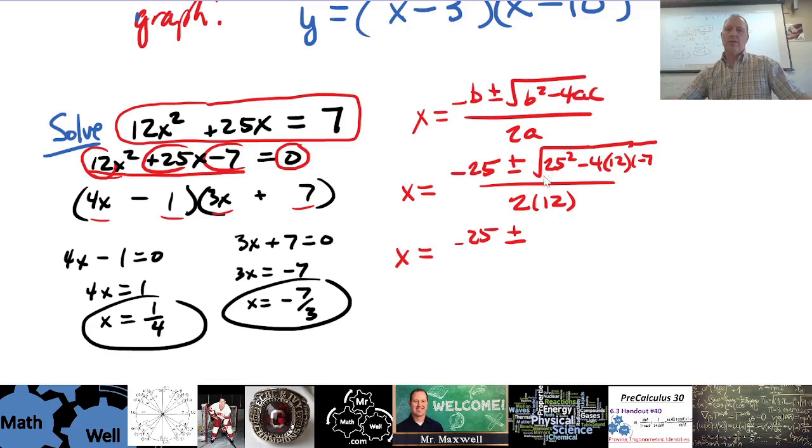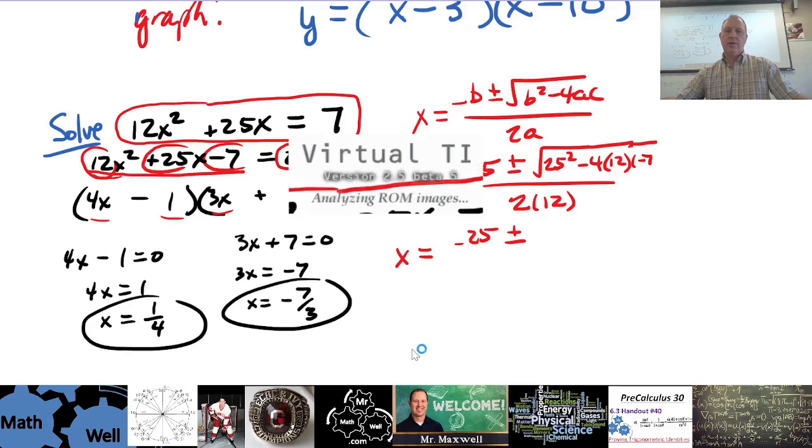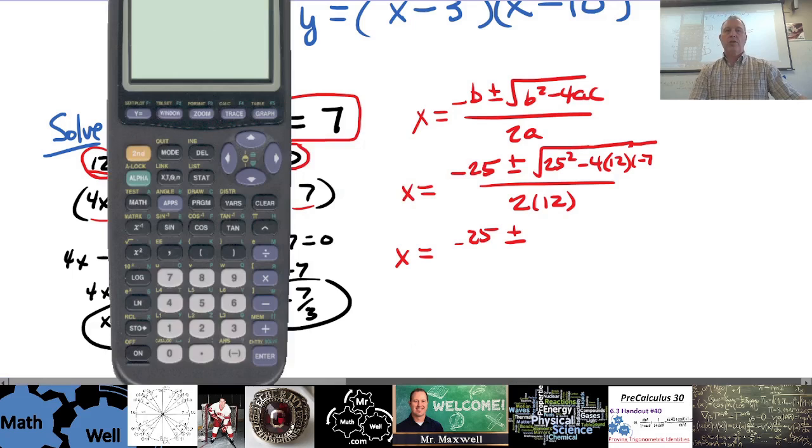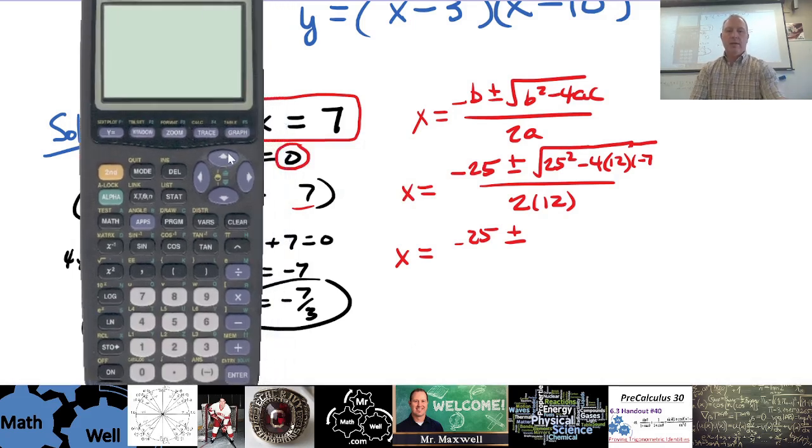Let's get the calculator out. 25 squared, I think that's 625, minus 4 times 12 times negative 7. So we'll see what that ends up to be. And that's probably going to be some kind of perfect square. Let me just see why my calculator's not firing up here. So let's do this on the calculator. We'll just do the discriminant. Remember, that's the D discriminant. So let's try that. So 25, that's better.